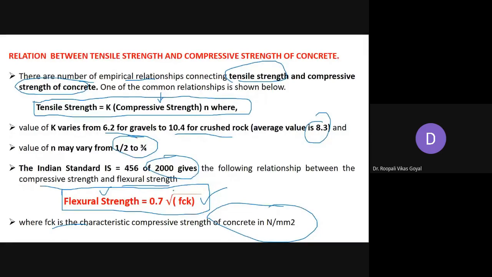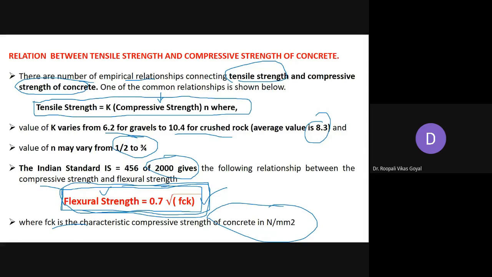And when you are actually finding out this flexural strength by casting the particular beam, you can compare the flexural strength that you have obtained using this formula with the actual strength that you have found out by casting the beam. So this relationship is very important, and this is our IS standard. So you have to remember this. This is the relation between flexural strength and compressive strength. Flexural strength is 0.7 square root of fck.